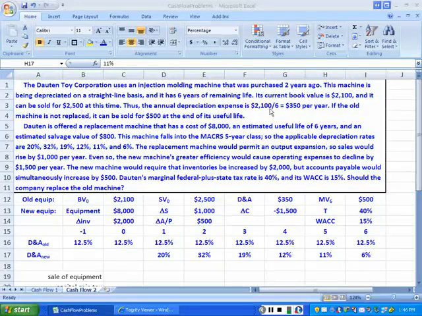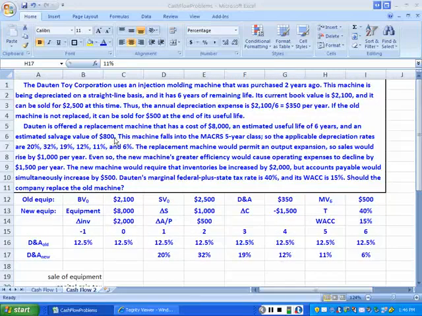The annual depreciation expense, because it's straight line, is $350 per year. If it's not replaced, it can be sold for $500 at the end of its useful life. Okay, so you have a certain degree of cash flows that would be affiliated with this. They're offered a replacement machine that has a cost of $8,000, an estimated useful life of 6 years, so they'd be ending at the same time, so it's a straight-up comparison. Salvage value, they believe, would be $800 at the end of those 6 years.